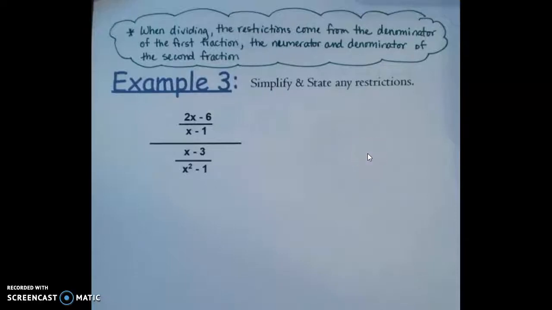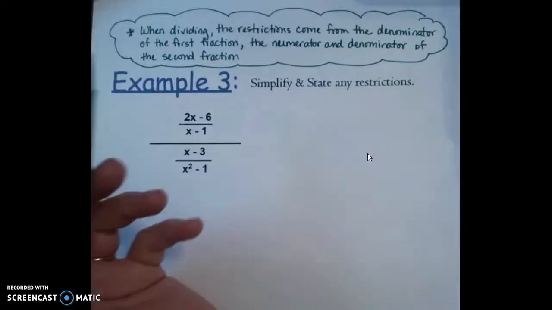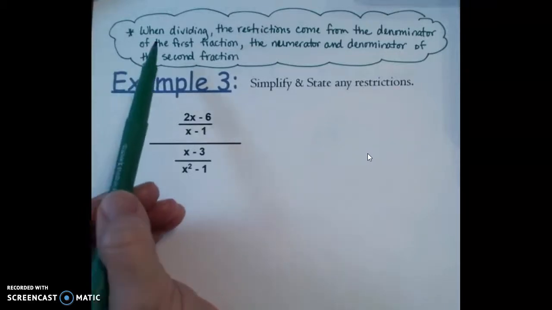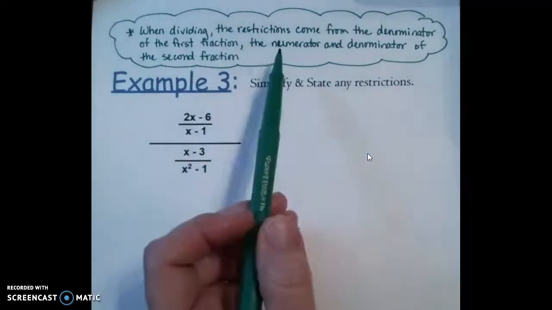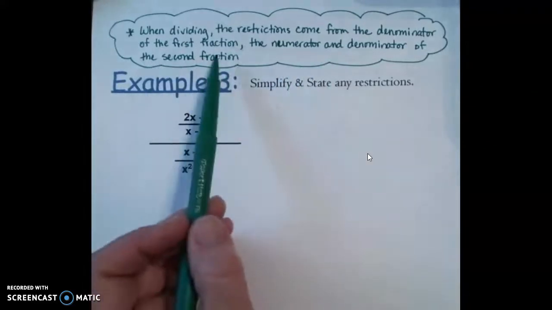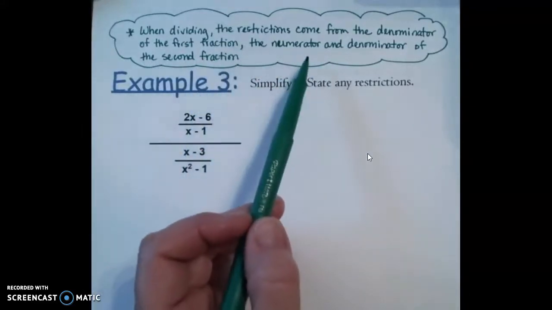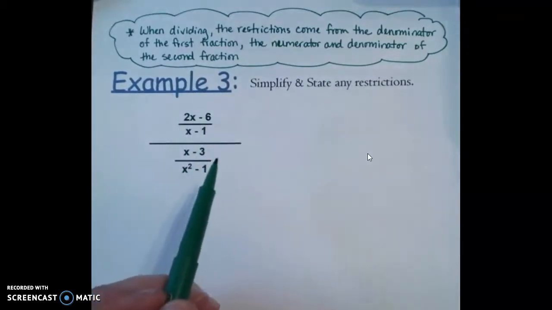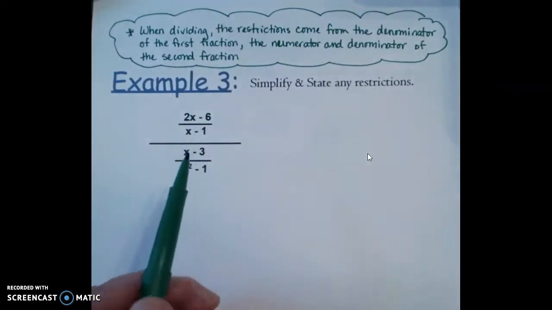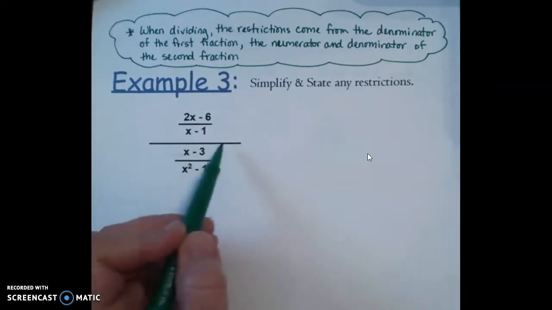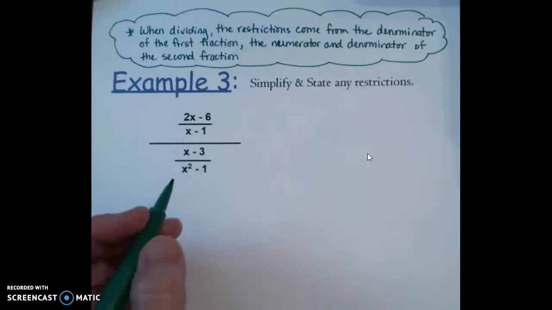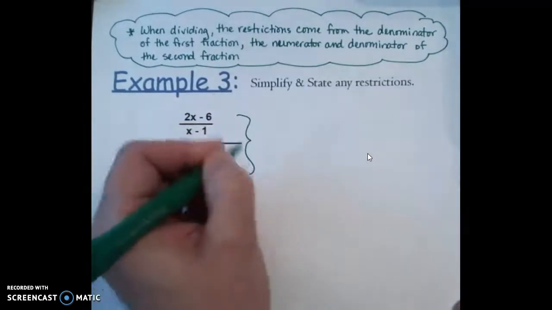Okay guys, with example 3, I did make a note of what I had said earlier while we were doing example 2, that when dividing, your restrictions come from the denominator of your first fraction and the numerator and denominator of your second fraction. Example 3, we're still dividing. It looks just a little different because it's written with the division bar instead of the symbol. That's okay. First step is we want to keep, change, flip.